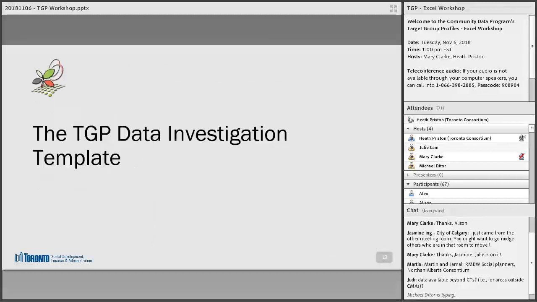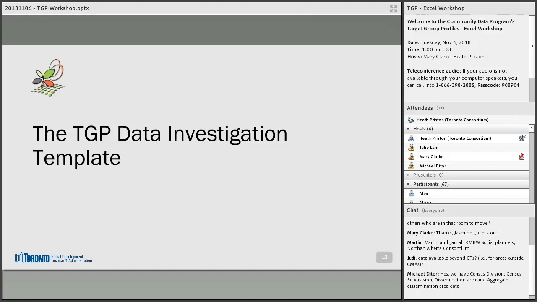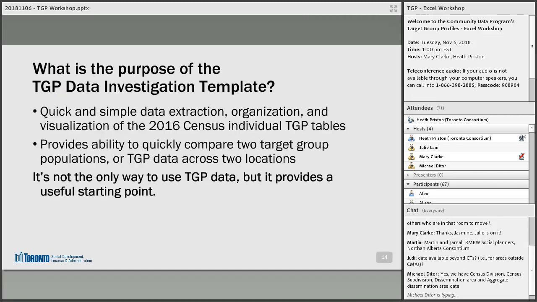And I see there's a question there about data availability beyond census tracts. Yes, there is a range of geographies available. And Mike, you look like you're typing an answer, so I'll let you maybe respond to that. But yes, there is a whole range of different geographies available in those. So you can certainly access more than just a census tract, for example.